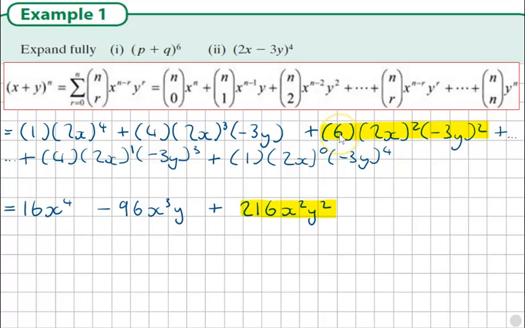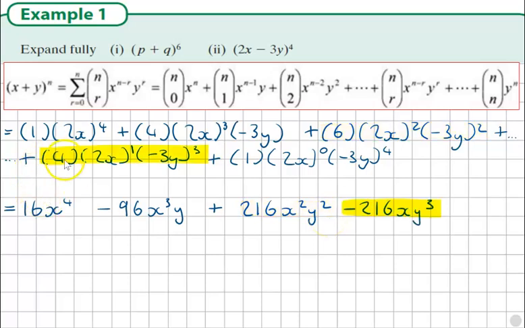Then we have 6 times 2x raised to the power of 2. So this will be 4x squared. So 6 times 4 times minus 3 raised to the power of 2. So it's minus 3 by minus 3. So 6 by 4 by 9 is going to be 216. And then we're going to have x squared, y squared stuck on.